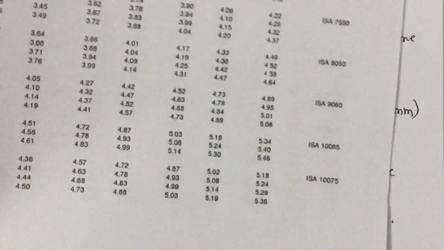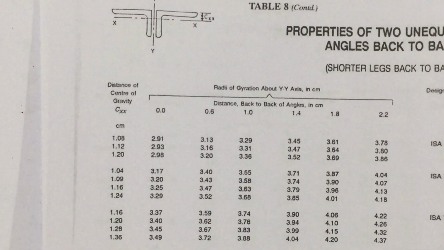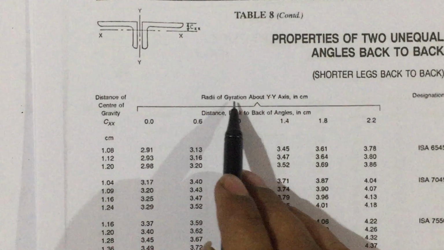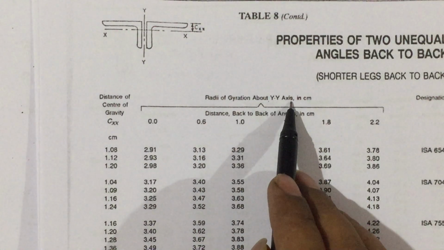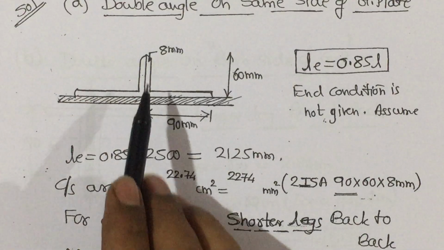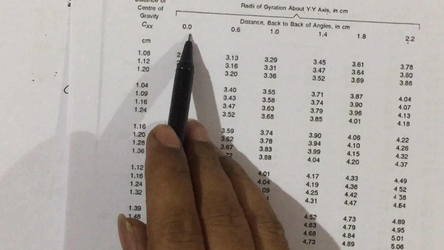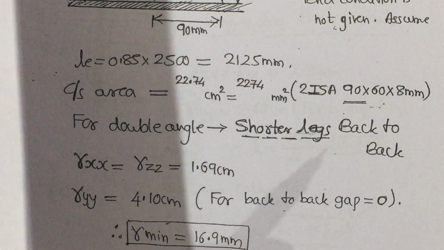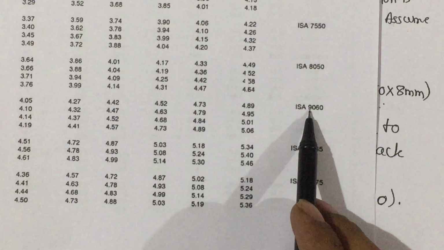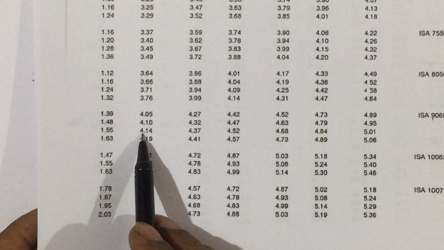Then again go to the next page. Here we have the radius of gyration about the y axis. RYY depends upon the gap between the legs. In the present case we don't have any gap here, so the gap will be 0. In that ISA 90 by 60 and 8 mm, that is the third one, RYY will become 4.14.